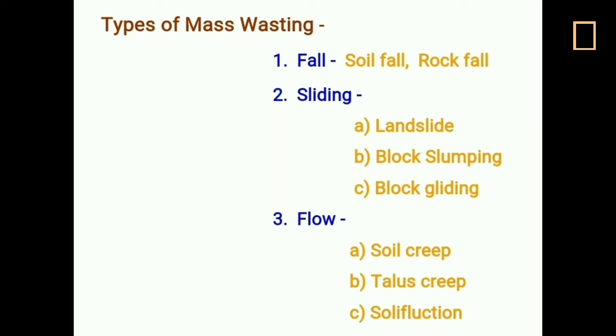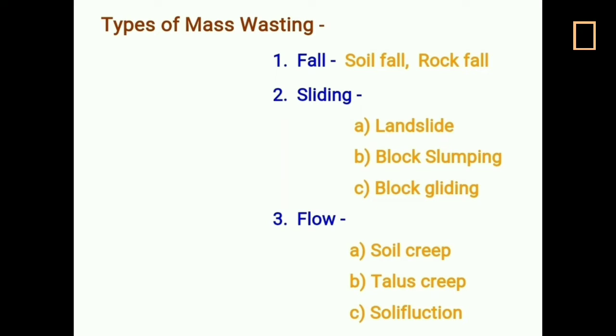If large pebbles and gravels move down the slope, it is known as block gliding. Sometimes soil constituents mixed up with the rocks can also move down the slope and this is known as block slumping. Landslide means a part of the earth's surface or mountain slope sliding down due to gravitational force.